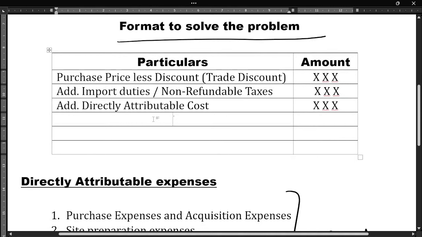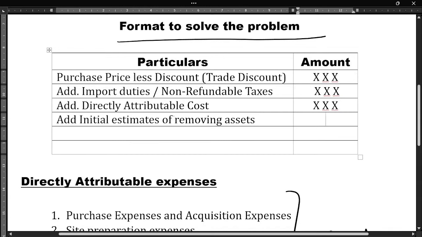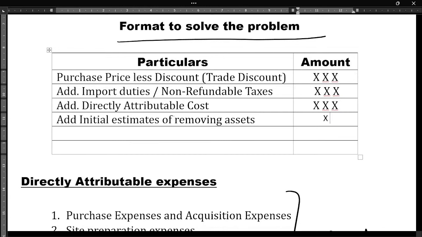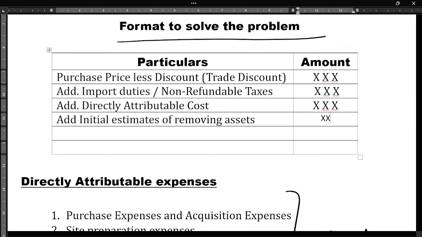For this you need to add the initial estimates of removing the asset. Means the old asset will be there, so you will have to remove it. Because you are bringing the new asset, you will incur some expenses, and all those expenses you also need to add here. Clear? This is usually called dismantling of assets.